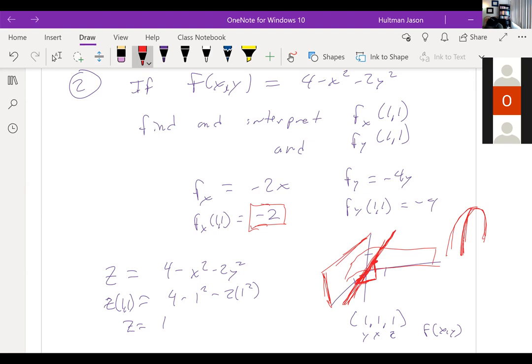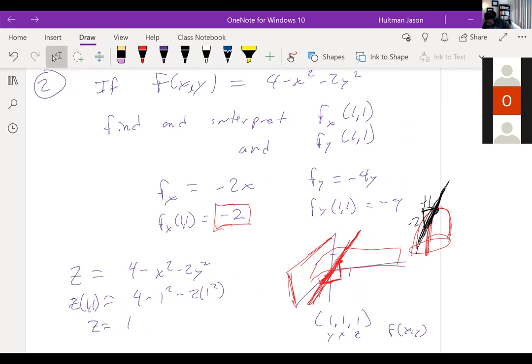Okay, let's think about this as our surface. What happens when I'm at 1, 1, 1, and I take my tangent line at 1, 1, 1 in the x direction? Well, what's my slope? My slope is -2. That means that every time I move in the x direction, what happens to my z value? Whenever I move 1 in the x direction, I move down 2 in the z direction. I go downhill by 2 units. Does that make sense? But what about the y direction?